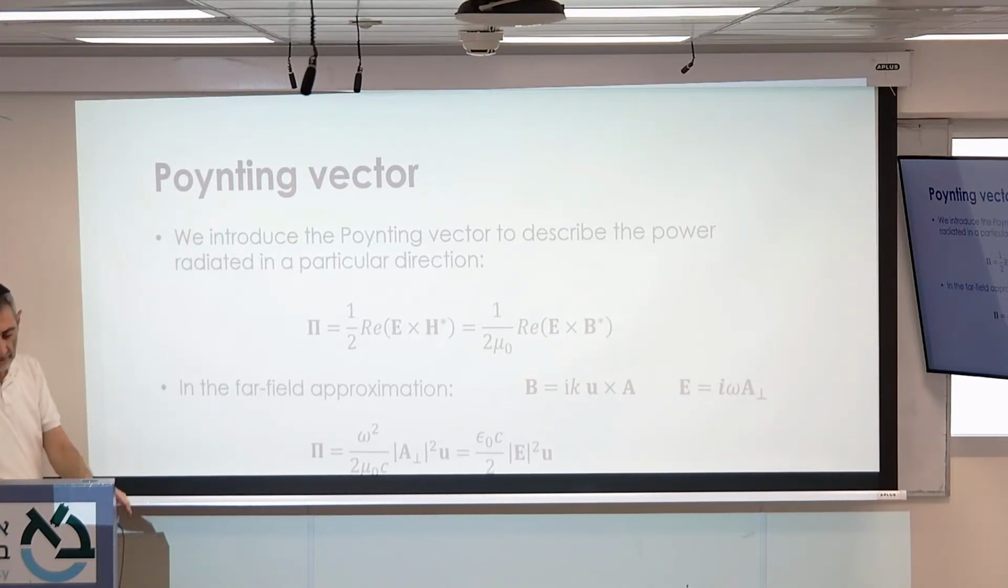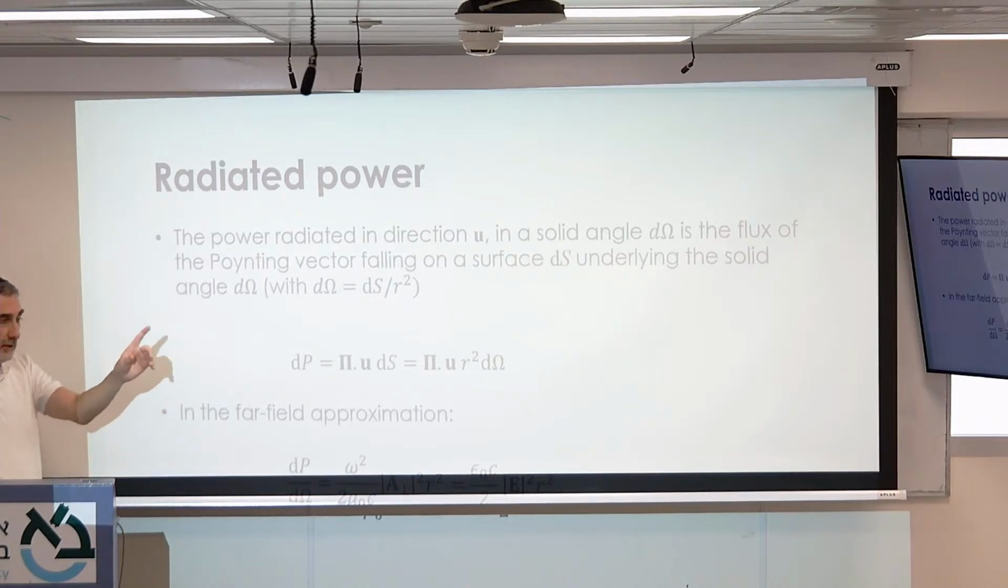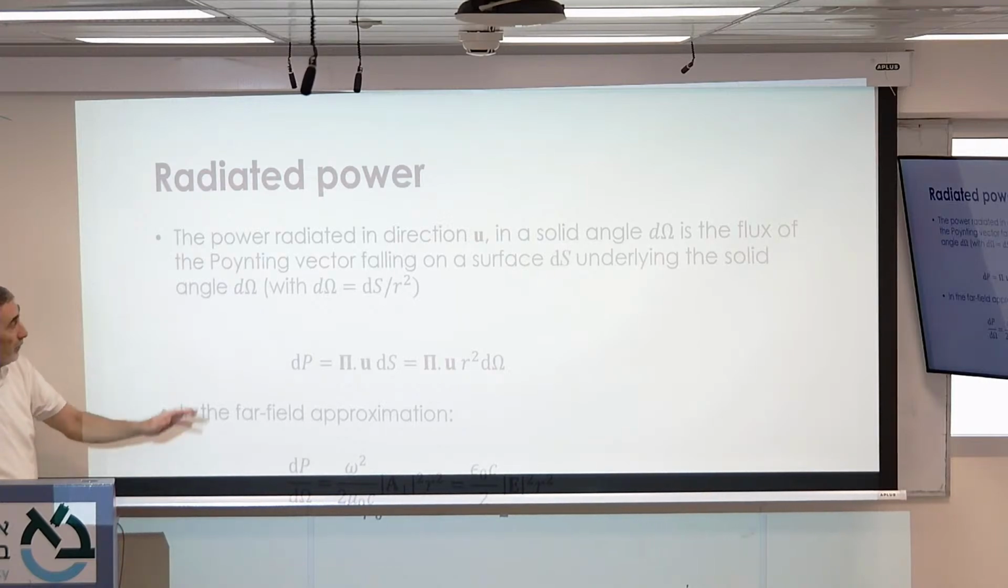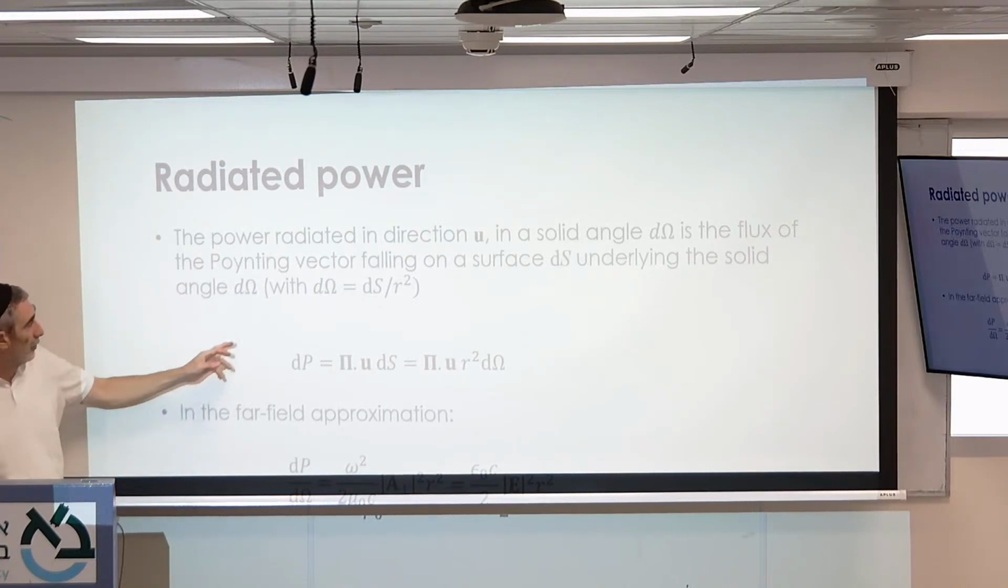Yeah, it comes in the calculation that removes the negative component. Okay, so that's in one direction. Now, if you want to measure the energy in a given solid angle d omega around the direction u, so the power radiated in direction u in a solid angle d omega, that's the flux of the Poynting vector falling on the surface dS related to d omega.